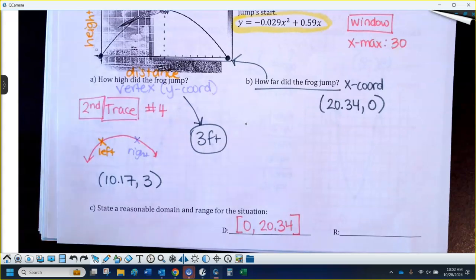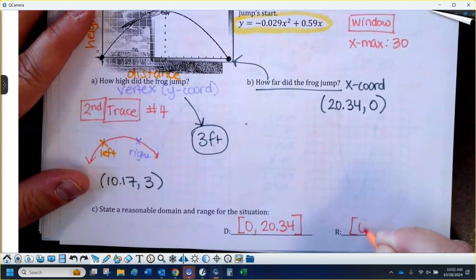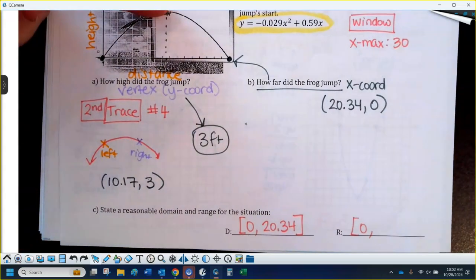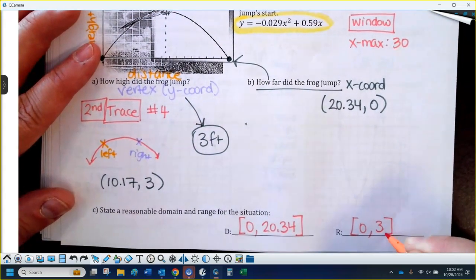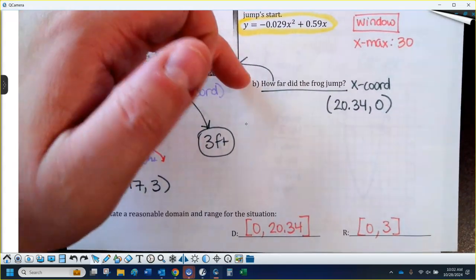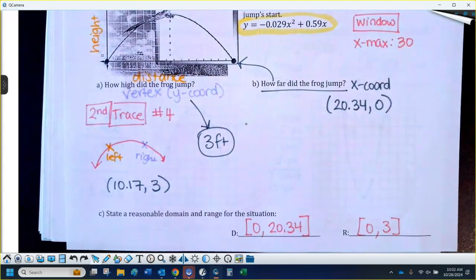And then your range, again, you start on the ground, and we saw that the maximum height at the top of the jump was 3 feet. So that's how high he gets up here, 3, and then the gravity's going to bring him back down to the ground. Those would have brackets because we're going to remain connected to this word problem.